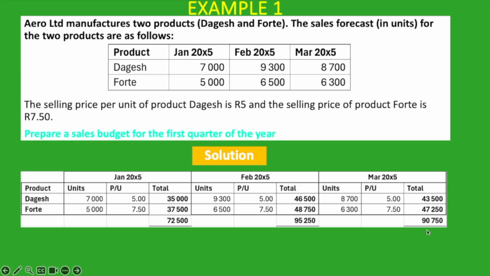And here is what it's going to look like. So how much money do we anticipate making in January? The 72,500 Rand for the two products, and 95,250 Rand for the two products in February, and 90,750 Rand in March. Now remember, this is not necessarily the money that you're going to receive. This is the money that you're going to make by selling to your customers. If you want to know how much money you're going to receive, or you're going to have in your bank account at the end of each month, then you need to prepare what is called the cash budget, and that is found in the link in the description below.